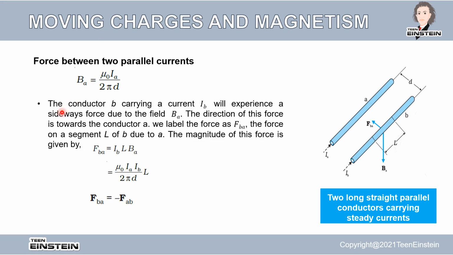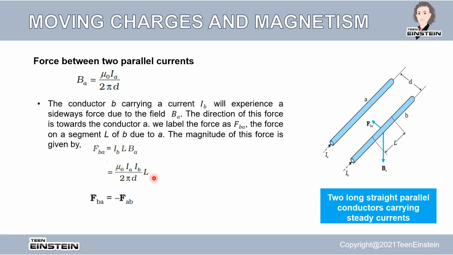Now the conductor B carrying a current IB will experience a sideways force due to the field BA. The direction of this force is towards the conductor A, and this is given by the Lorentz force. We label this force as FBA, the force on a segment L of B due to A. It is given by FBA equals IB L BA. This comes from the Lorentz force, if you remember, qV cross B, which becomes IL and BA. We talked about this in the last chapter. Now instead of BA, let's substitute this equation here. Then it becomes mu 0 IA IB divided by 2 pi d, times L.